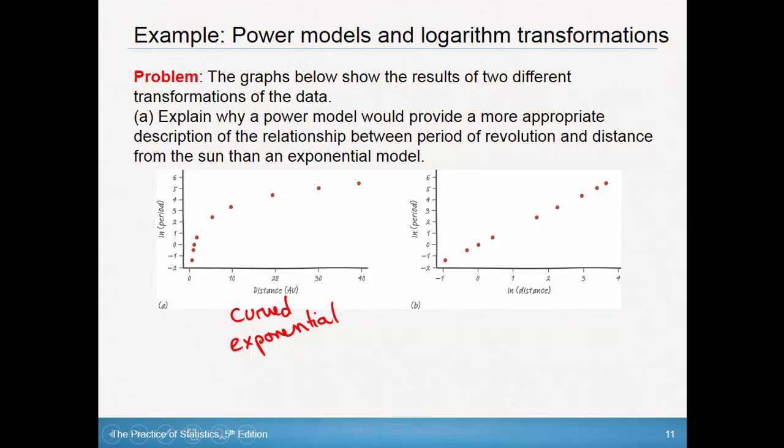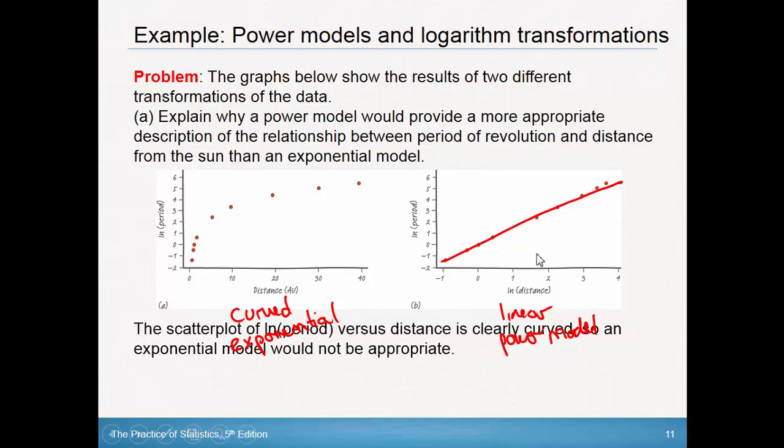And this would be linear if this was exponential. But it's not. So if we look at the natural log of distance and the natural log of the period, it is linear. Very good line. So it's linear and it is a power model. So it's just a step further than what we did yesterday. And that's what I just said.